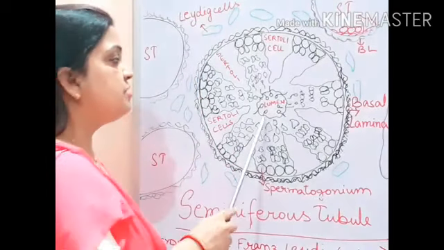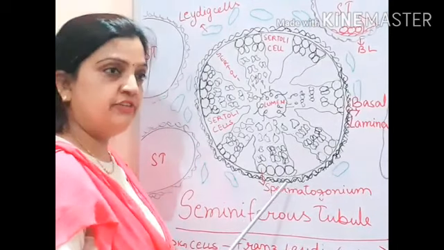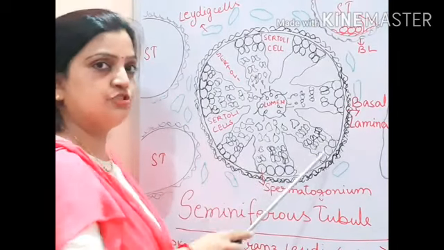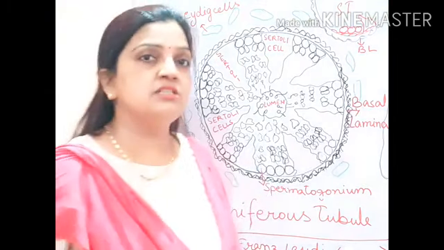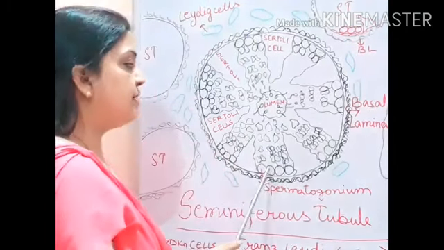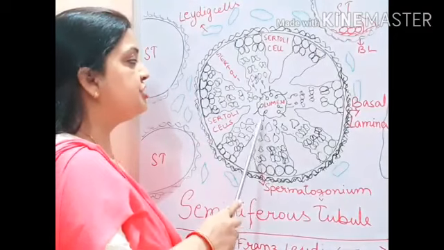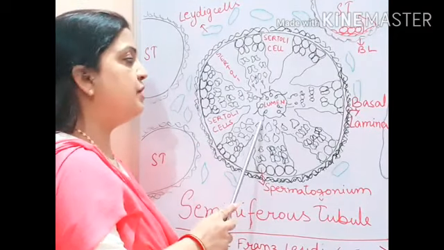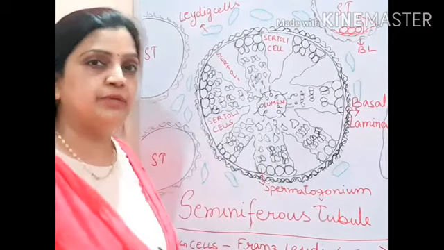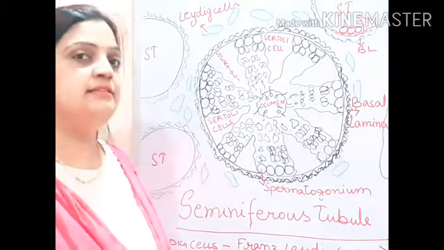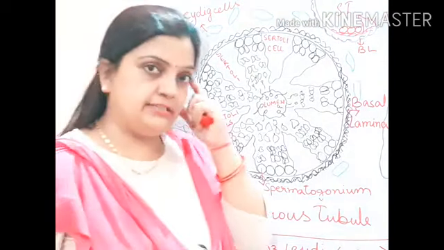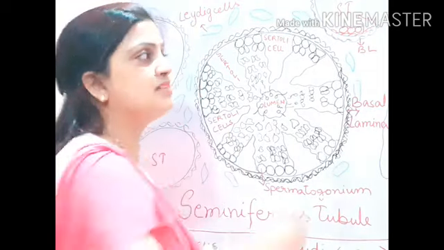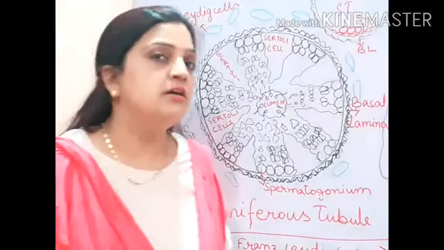So sperms which are formed and developed inside the seminiferous tubule, passing through mitosis and meiosis cell division, these spermatogonium cells change into sperms. Then sperms are released inside the lumen of the seminiferous tubule, and these sperms are carried to the female genital duct or female reproductive system, passing through the different parts of the male reproductive system.